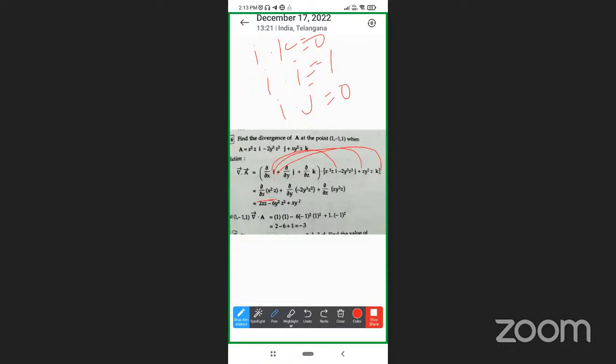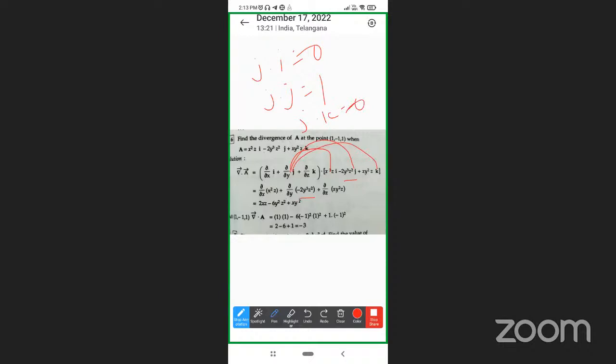Similarly, j dot i is 0, and j dot j is equal to 1. So that term is dou by dou y of minus 2 y cubed z squared. And again, j dot k is equal to 0, so that term is also 0.